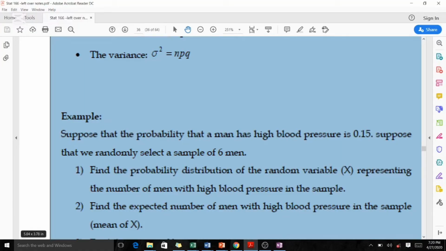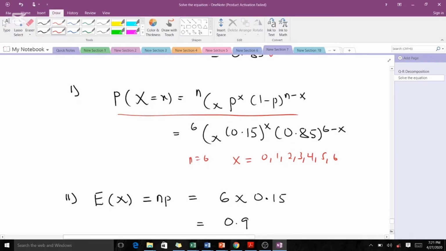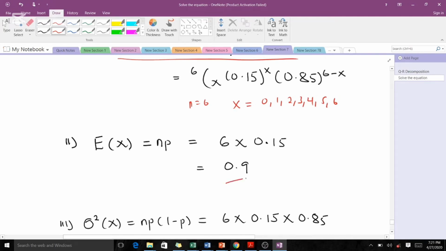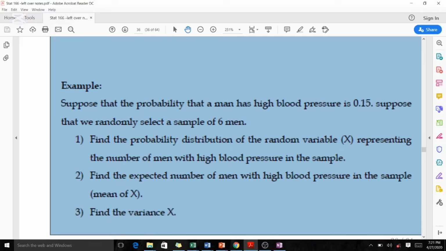So let's go to the next question. Find the expected number of men with high blood pressure in the sample, which is the same as the mean of x. Our expectation of x is given by n multiplying p. Our n is 6 and our p is 0.15. When you find the product, you get 0.9. That is the answer.